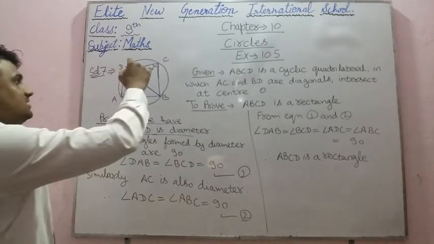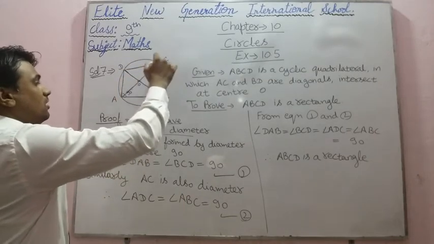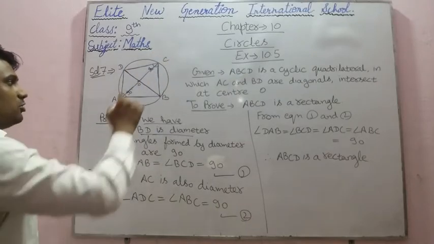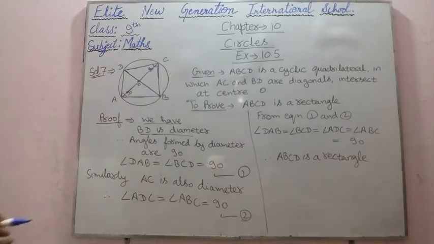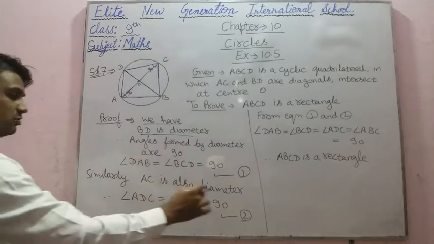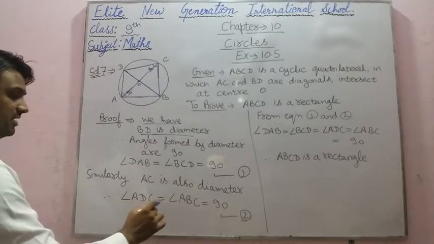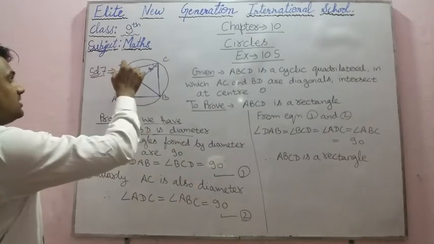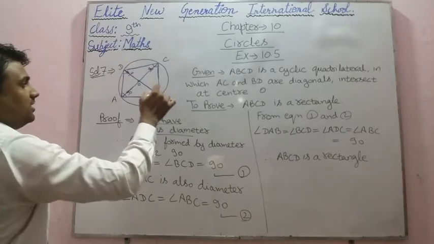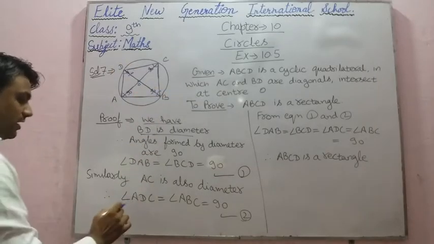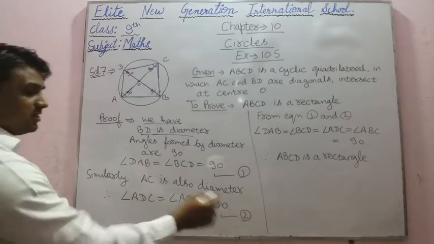Similarly, here AC is also a diameter because it is also passing through center O. So we can say that AC is also a diameter. So angle ADC equals angle ABC. These angles are also 90 degrees. So here angle ADC equals angle ABC equals 90 degrees.